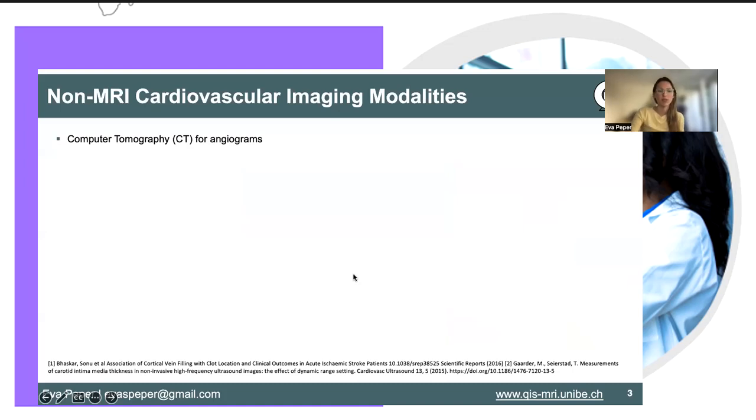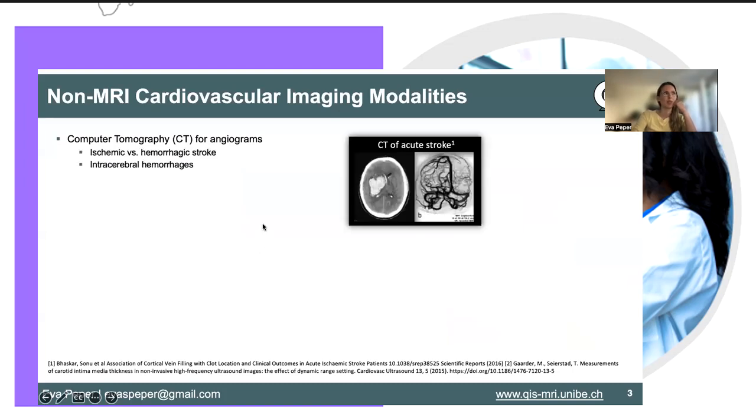Just a very brief overview of cardiovascular imaging modalities that I actually do not work with. I just do MRI. I work on MRI techniques. I do not work with CT or ultrasound, but it's still interesting for this talk to be aware that they exist, of course, as you probably know.